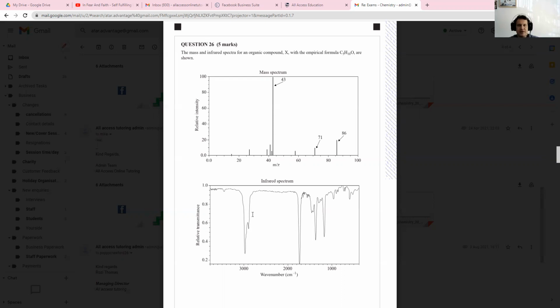So it's a ketone. So we can look up here and we see for our top graph, because that's good science, we see the highest M to Z ratio is 86. So that tells us that the molecule has a molecular mass of 86. So it's a ketone with a molecular mass of 86.